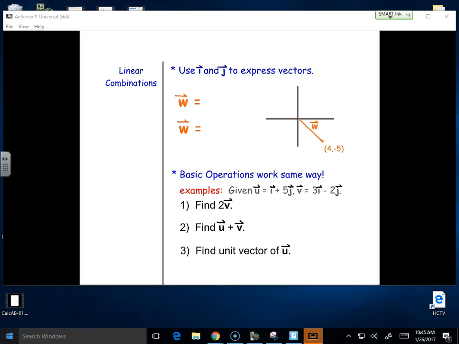Don't you guys just feel smart when you make a vector? No. Some of you agree.